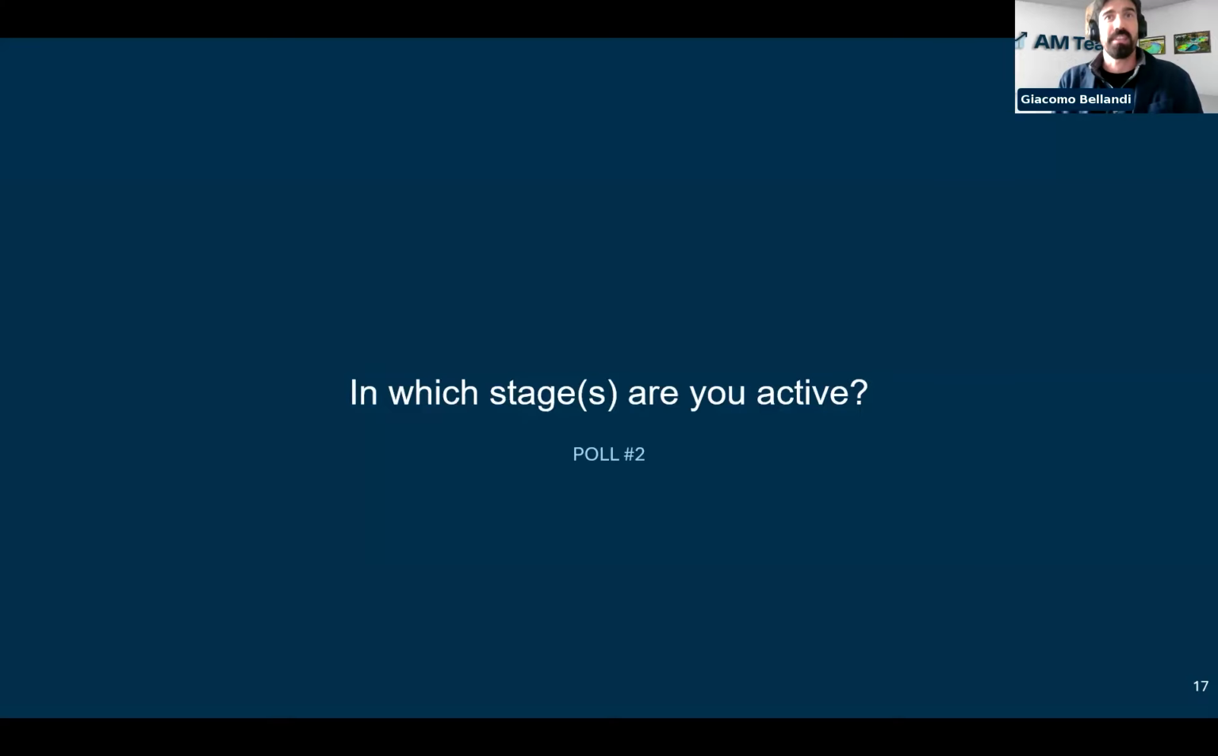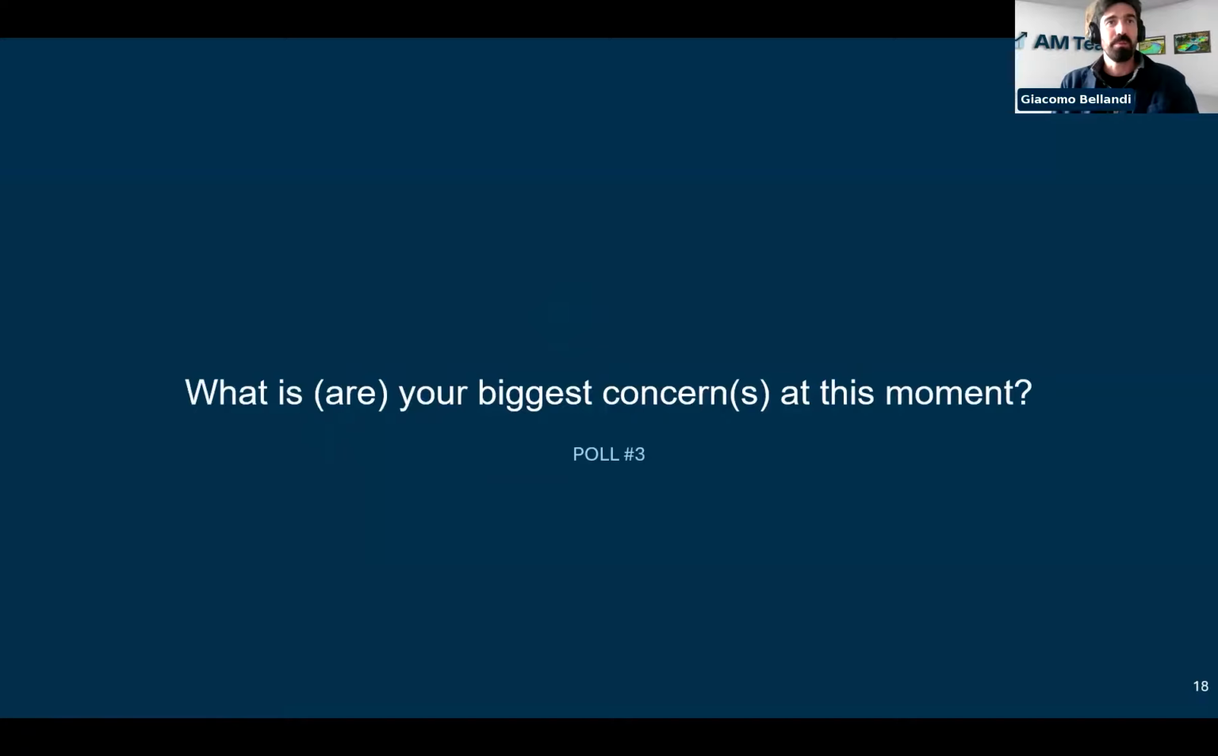Yeah, that's very interesting. So many in the audience are already in the design phase. Of course, as expected, many are planning and exploring the feasibility, but also not negligible is the part that is already operating such a plant. All right. Thank you very much for your input.